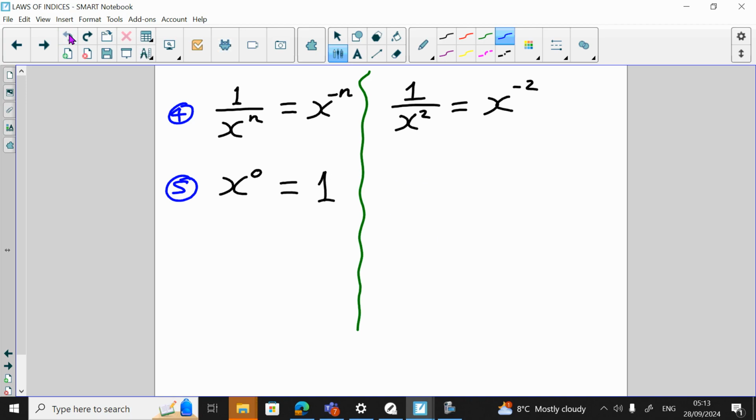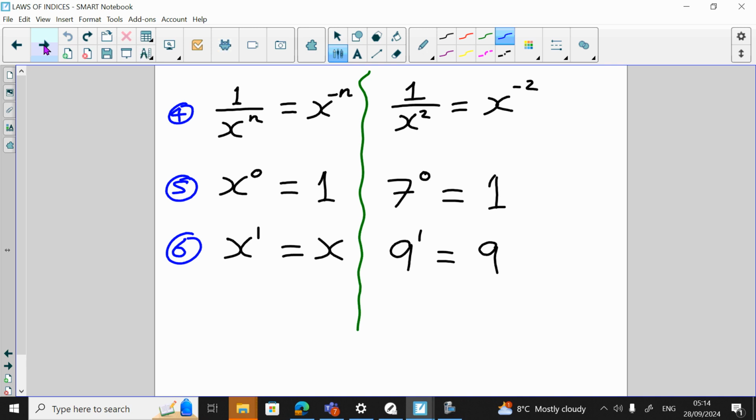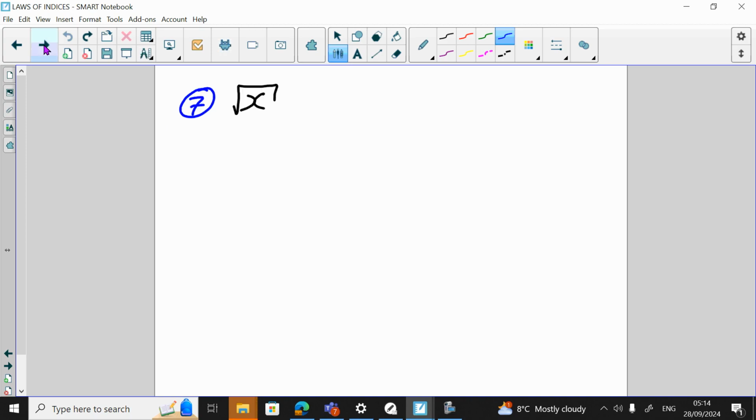On the handwriting, it was rubbish there because I was using a mouse. So just pick any number, set the power 0, put it in your calculator, it should give you 1. Next, x to the power 1. That just means x appears on its own. So it's just x. Try it in the calculator, 9 to the power 1 should just give you 9.